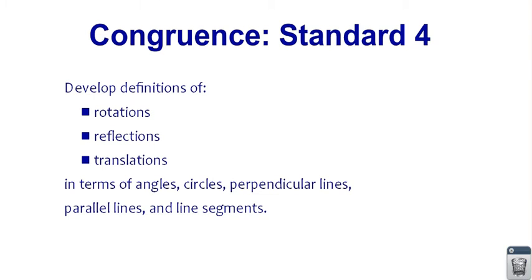Hi there. In this video, we'll discuss Congruent Standard 4 from the Common Core Standards for Geometry. The standard here is to develop definitions of the basic transformations that you see here, and to do it in terms of these items. This video will focus on translations specifically. Let's go ahead and have a look at some examples of translations.